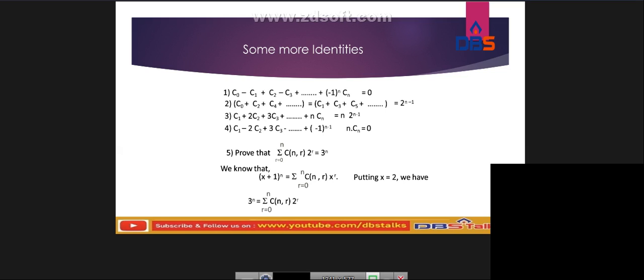Next, prove that sigma r = 0 to n C(n,r)·2^r = 3^n. So we know that (x + 1)^n = sigma r = 0 to n C(n,r) x^r. Then putting x equal to 2, we get 3^n = sigma r = 0 to n C(n,r) 2^r.